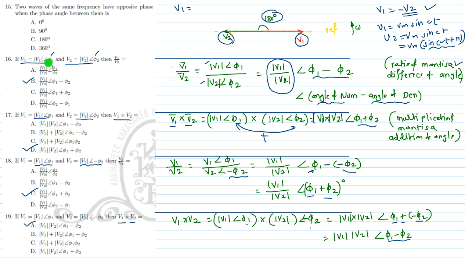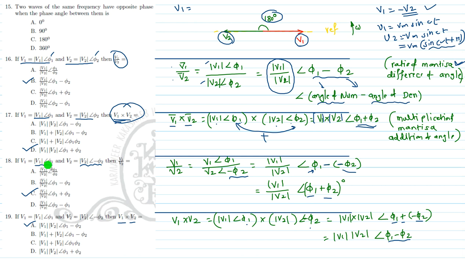Let V1 equal to mod of V1 at an angle of phi 1, V2 equal to mod of V2 at an angle of phi 2, and we want to do the division operation. So V1 by V2 is mod of V1 at phi 1 over mod of V2 at phi 2. When you want to do the division, take the ratio of the mantissa, that is the magnitude, and take the difference of the angles. So the ratio of the mantissa, with angle of numerator minus angle of denominator, that is phi 1 minus phi 2. When you want to multiply, multiply the mantissa and add the angles. So it is V1 V2 at an angle of phi 1 plus phi 2.